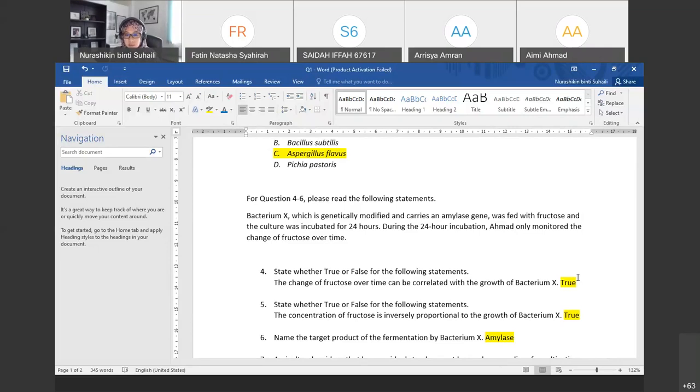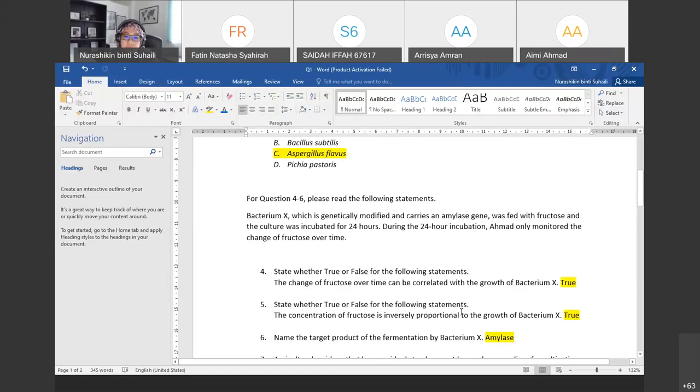So if the substrate is consumed, it means that the bacteria or the organism that we cultivate is growing, right? That is the indirect method. So the answer is true. It can be correlated. Concentration of fructose is inversely proportional to the growth of bacterium X. Okay, the answer is true. The reason is why. Have you guys done the practical one report? Have you plotted the graph?